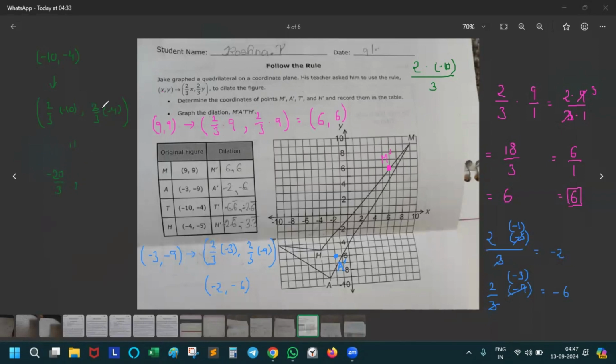Similarly, what's 2 times -4? -8. -8 over 3. Fantastic. Now, if you were to plot these points, it would be nice if you can approximate the results.